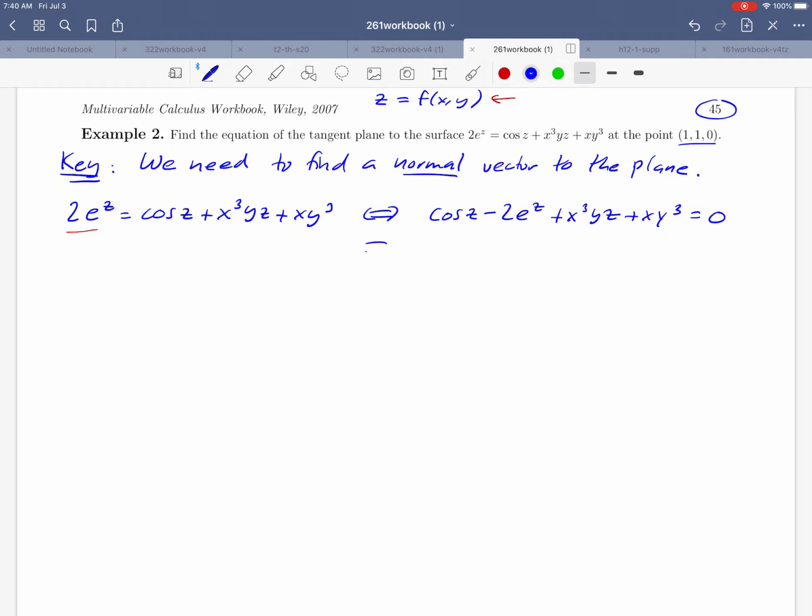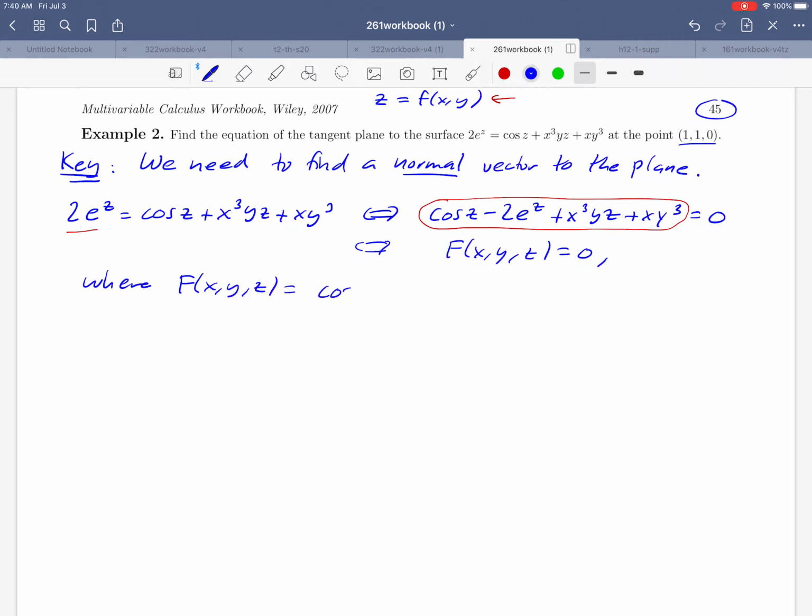Okay, and then what we're going to do is to give this expression that we have here a name. We're going to call it capital F of x y z, where capital F of x y z is just the expression that I circled. Cosine z minus 2e to the z plus x cubed y z plus x y cubed. Okay, now what's significant about that?